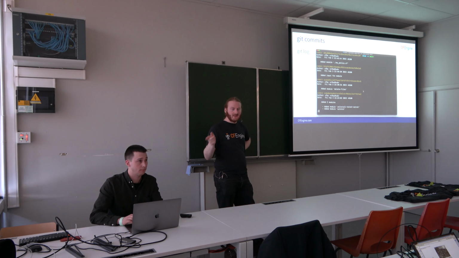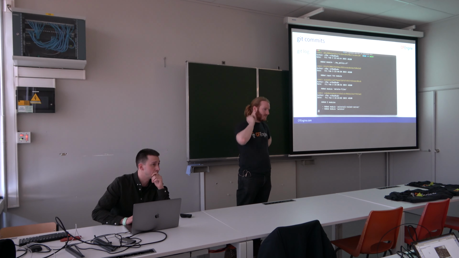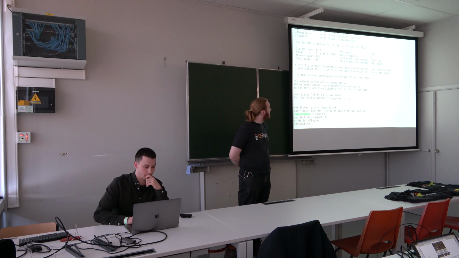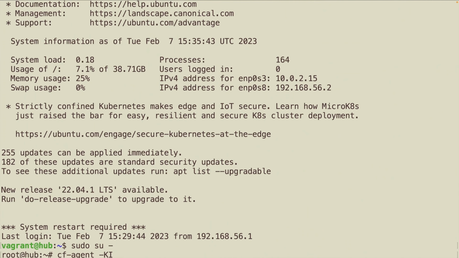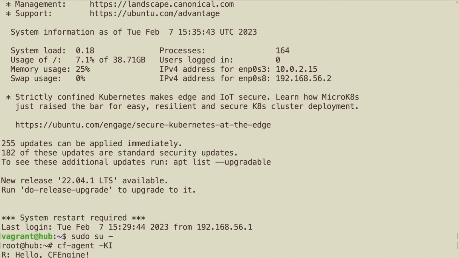Yeah, we can look at the Git commits. Yeah, sure. Can you throw the editor JSON on the hub? Yes. So let's look at the dev.json on the hub. We'll go to /var/cfengine/masterfiles. And then you can cat, don't vim, cat that file, dev.json.